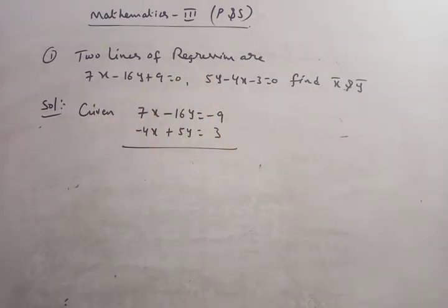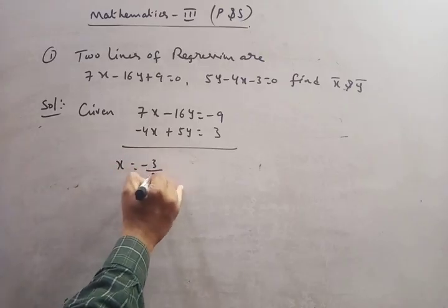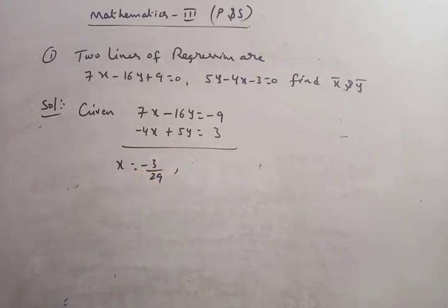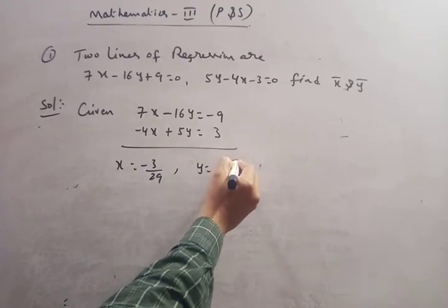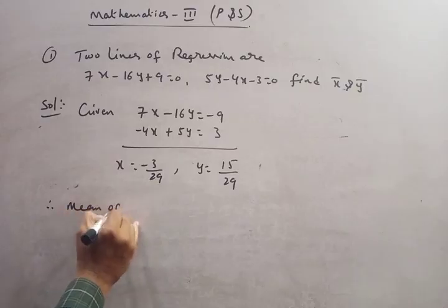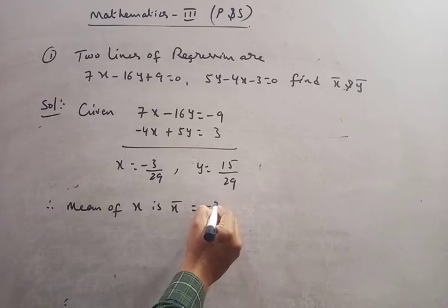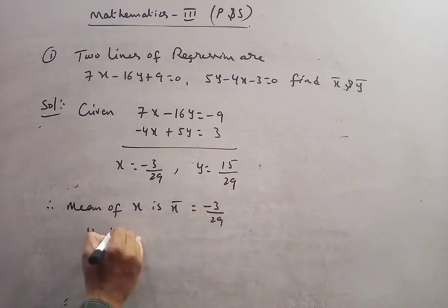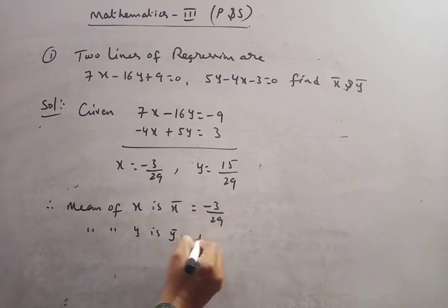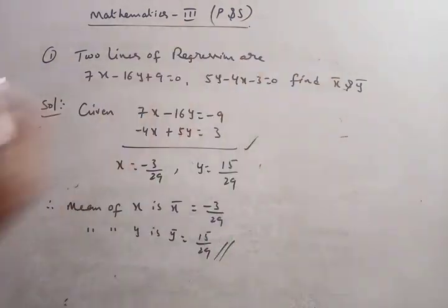So solve these two equations using the calculator. If I solve these two equations, I got x equal to minus 3 by 29 and y equal to 15 by 29. Therefore the mean of x, x bar, is equal to minus 3 by 29, and the mean of y, y bar, is equal to 15 by 29. Take the calculator and solve it, so we will get the values of x bar and y bar.